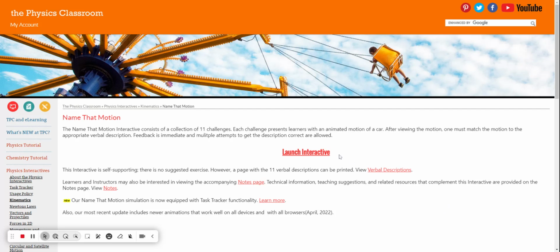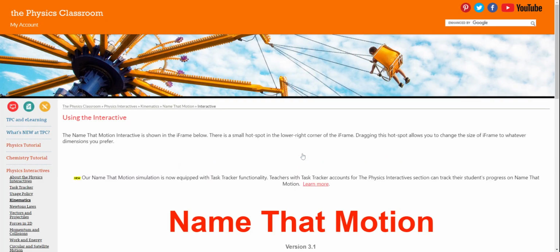All right, so we are here. We're looking at physics interactives. Name that motion.